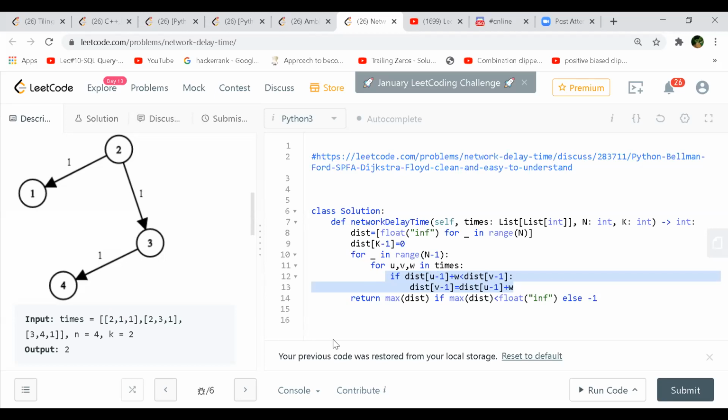We are picking the infinity value actually, because of the distance of u minus 1. No, I'll have to check that. Or else the problem is solved the heap way. Yeah, the heap way would be the most utilized here.